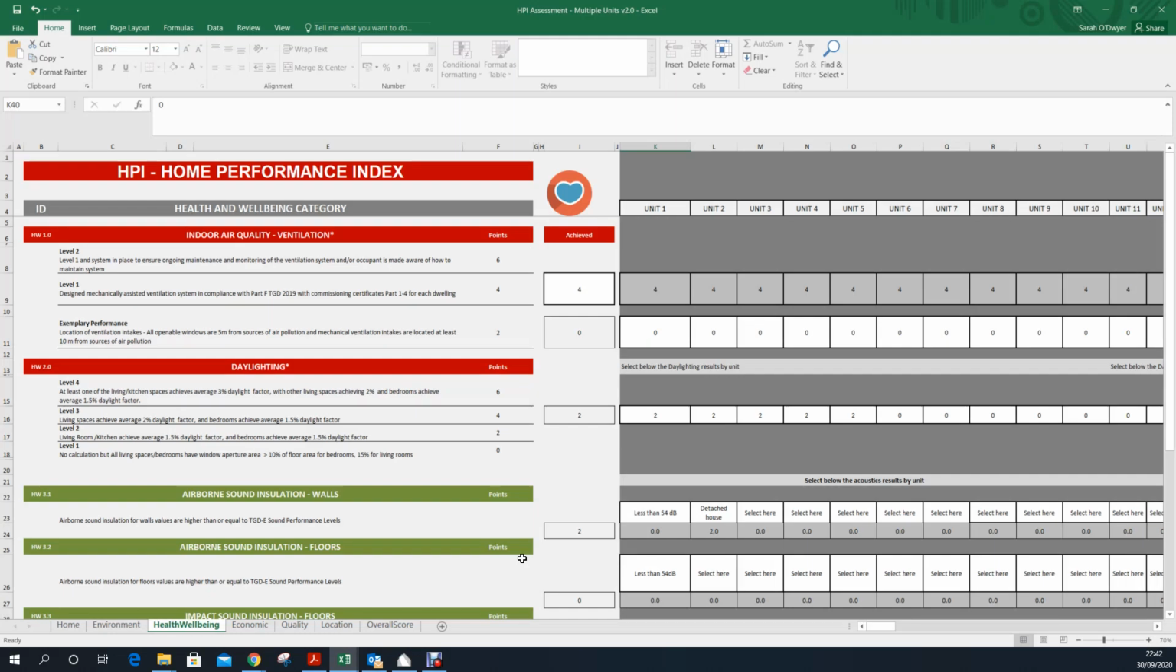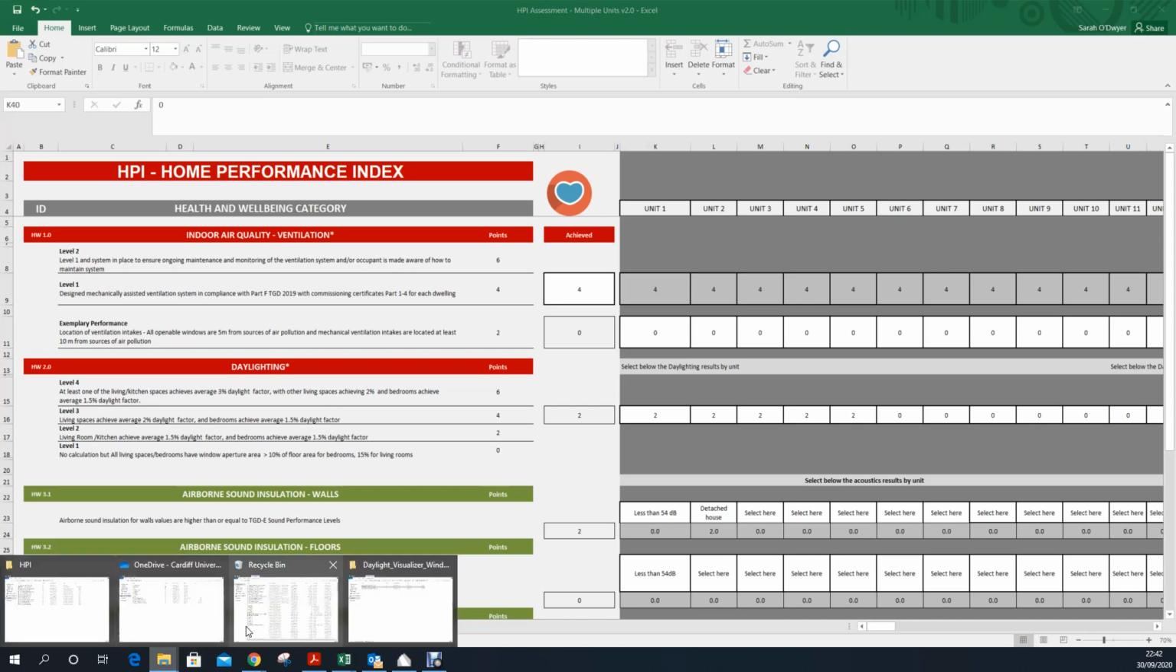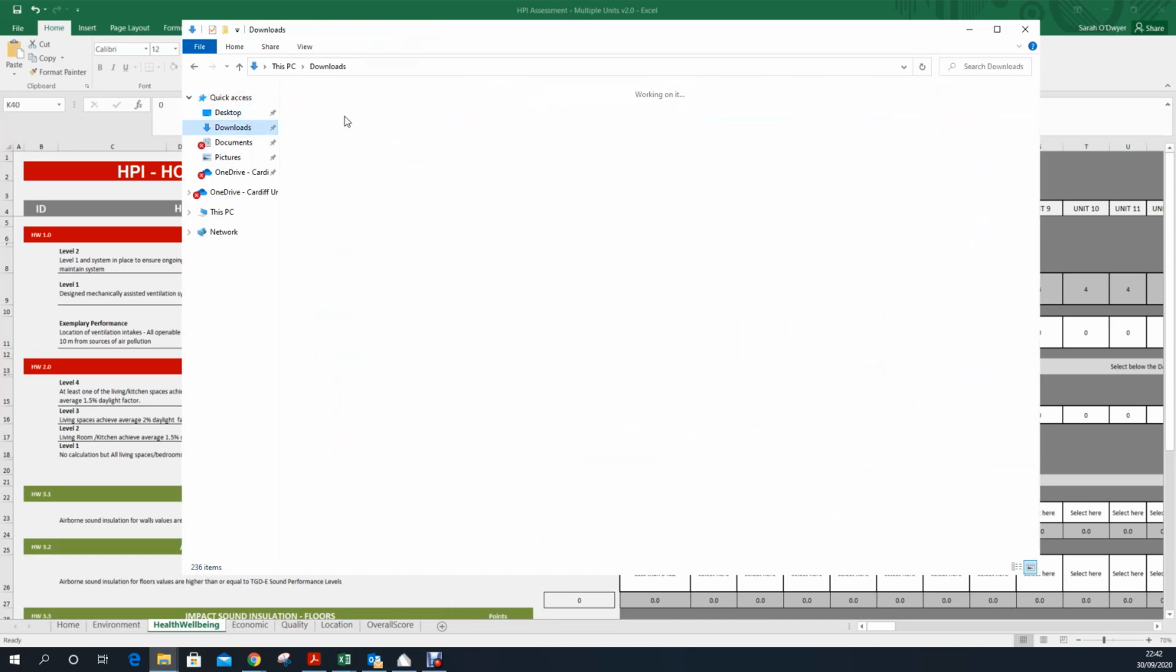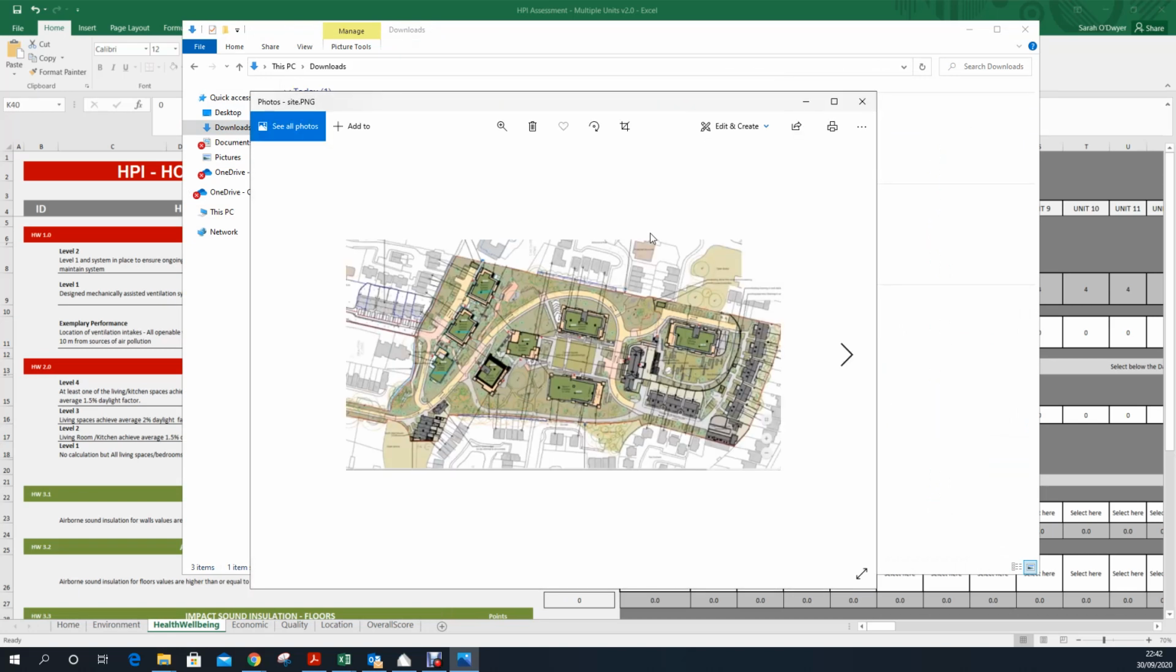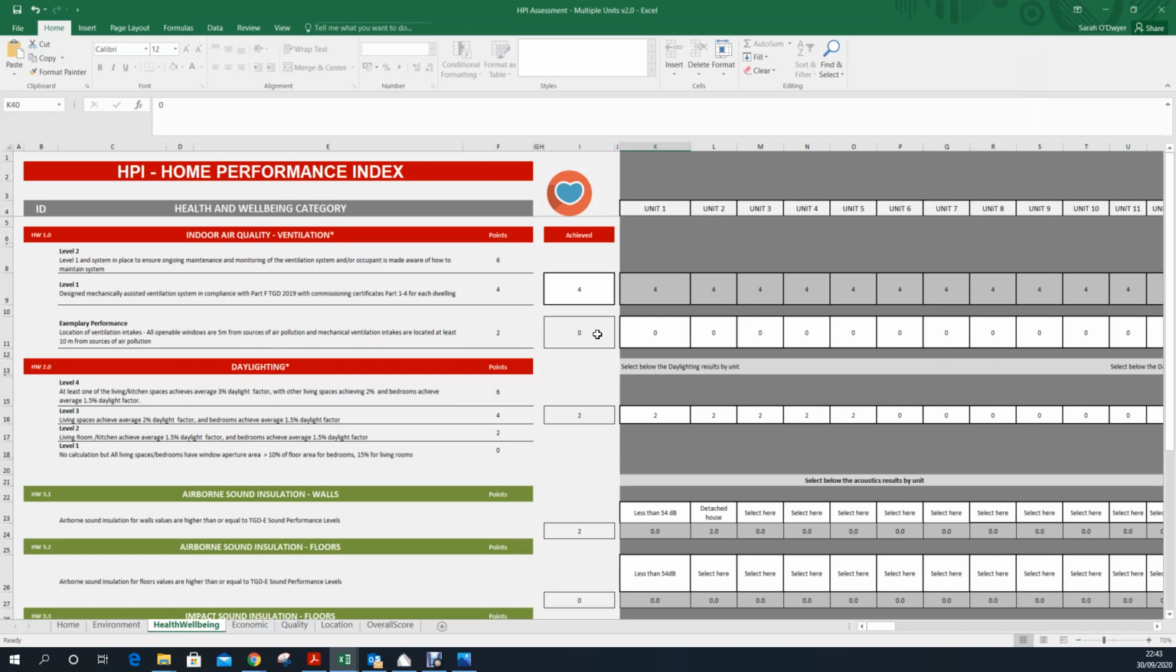So here we are, at the next category, the next tab along, the health and well-being one. So the ventilation, HW1 here. For this example, if we look back at the site plan, just in terms of the exemplary performance, it's unlikely that it's going to get it because you need to be 10 meters from any source of air pollution. There's the road, the parking, etc. So it's unlikely the exemplary would be possible here. So we'll leave that at zero.